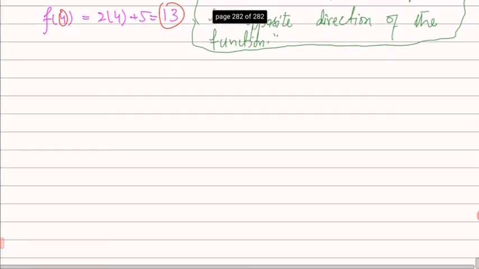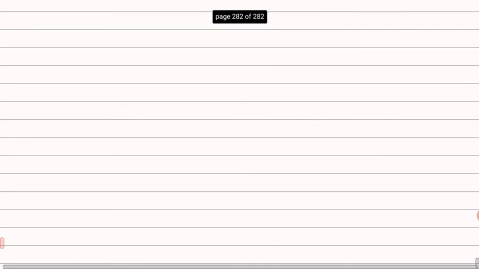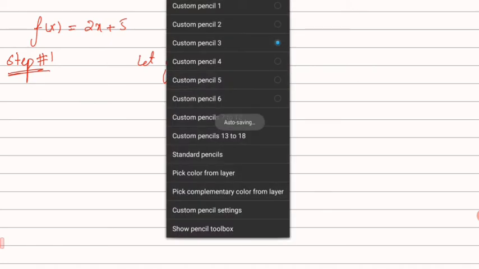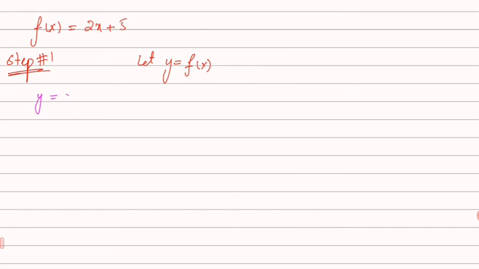So for example, if it is 2x plus 5, here is how we can find the inverse of a function. Let f of x equal 2x plus 5. You have different steps to follow. Step number 1: let y equal f of x. You're going to replace f of x with y. So we put f of x equals y equals 2x plus 5, right?